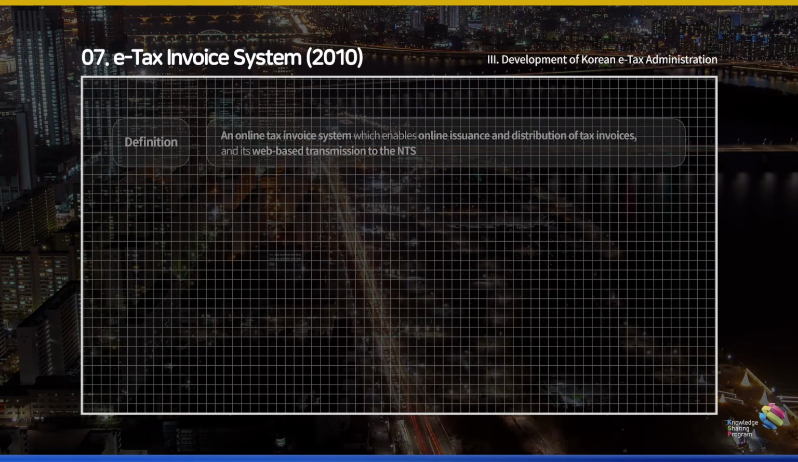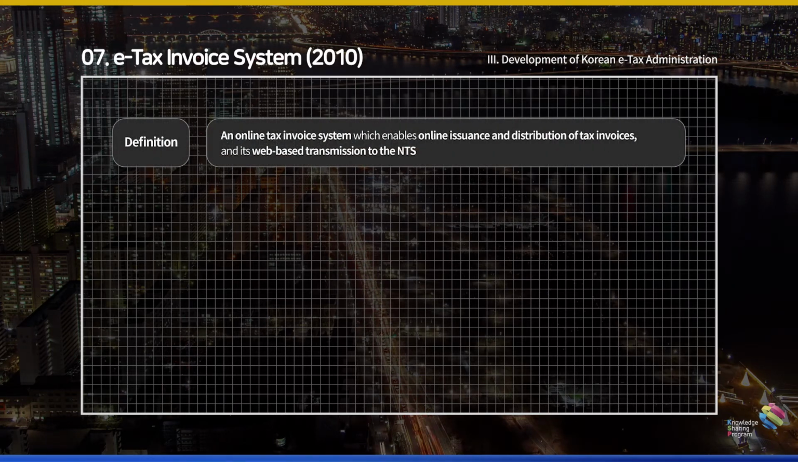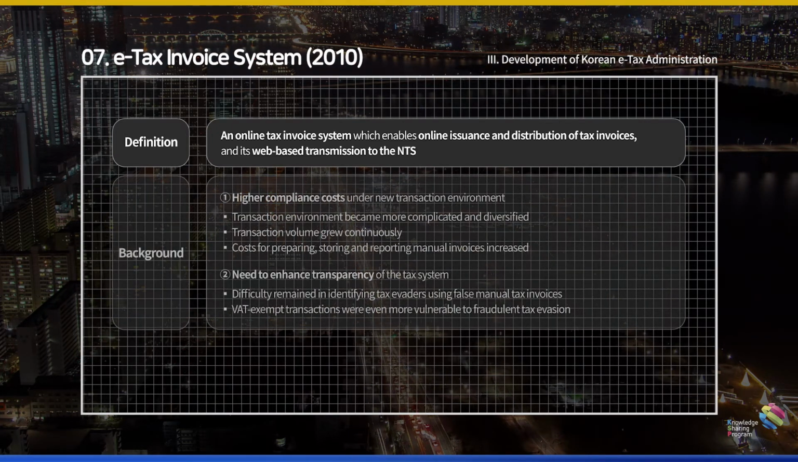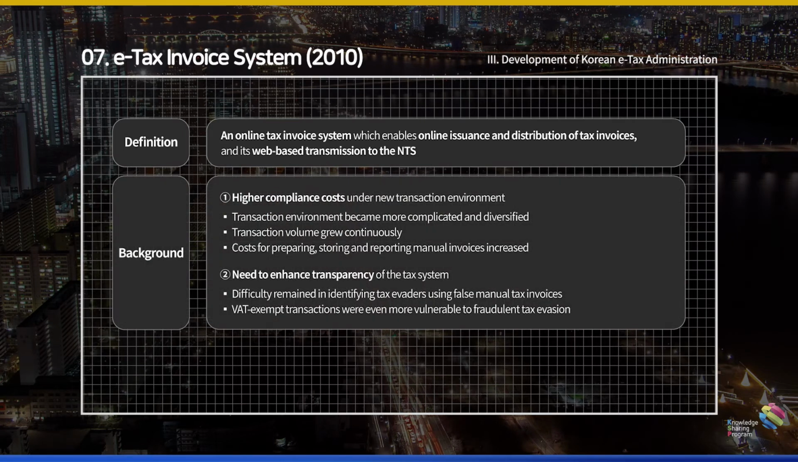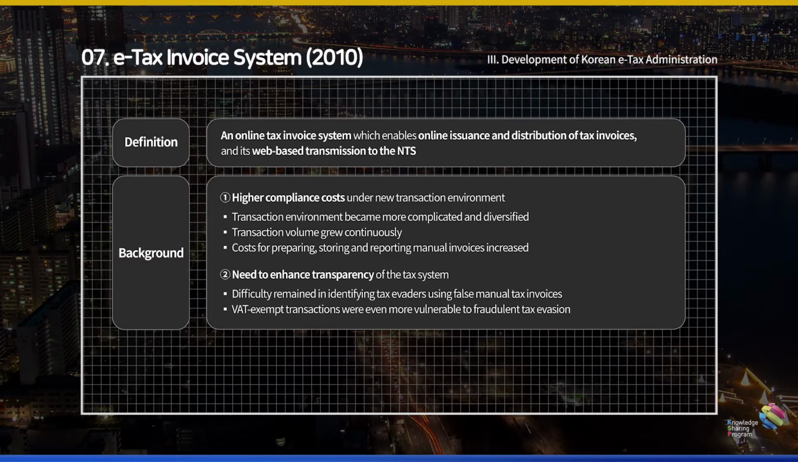Then in 2010, the e-tax invoice system was introduced to enable online issuance and distribution of tax invoices, and its web-based transmission to the National Tax Service. These are the reasons behind the introduction of the e-tax invoice system. Previously, the compliance costs under the new transaction environment were high, with the increasing volume of transactions as well as the costs for preparing, storing, and reporting manual invoices.